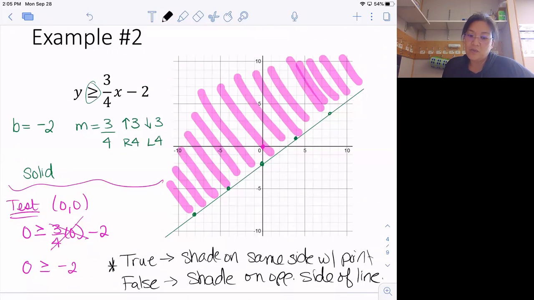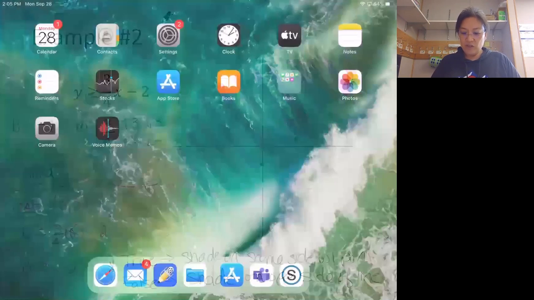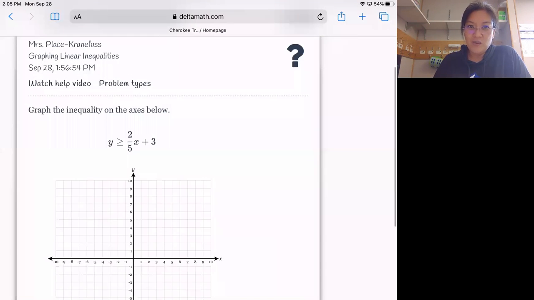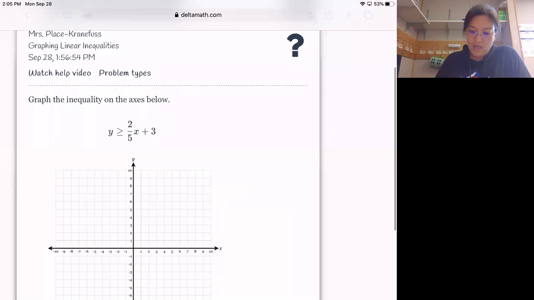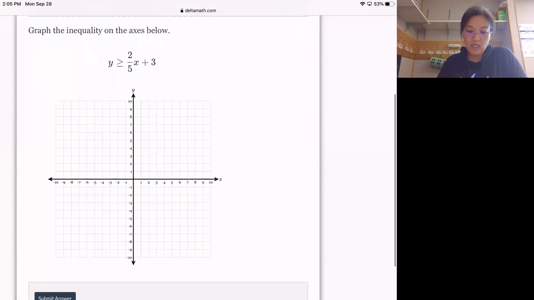So there we go. I am assigning a Delta Math assignment that goes with this, so I'm going to log off and go into Delta Math. I'm going to show you what this looks like. This inequality is an example. It's one that we just did. So we did y is greater than or equal to 2/5 x plus 3.